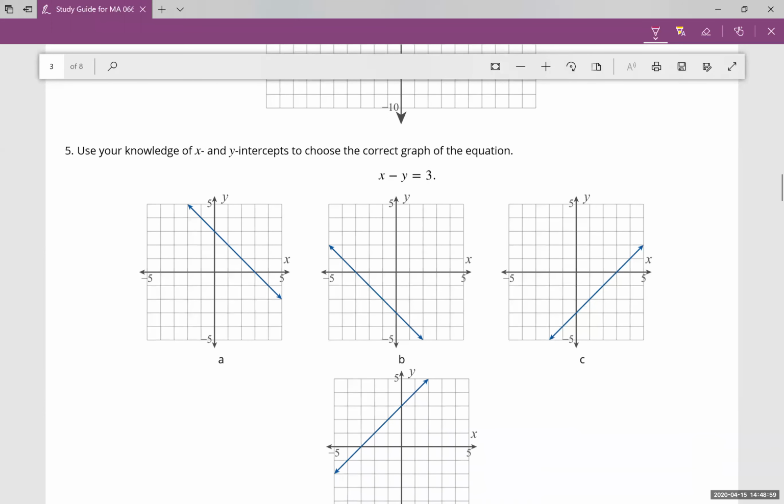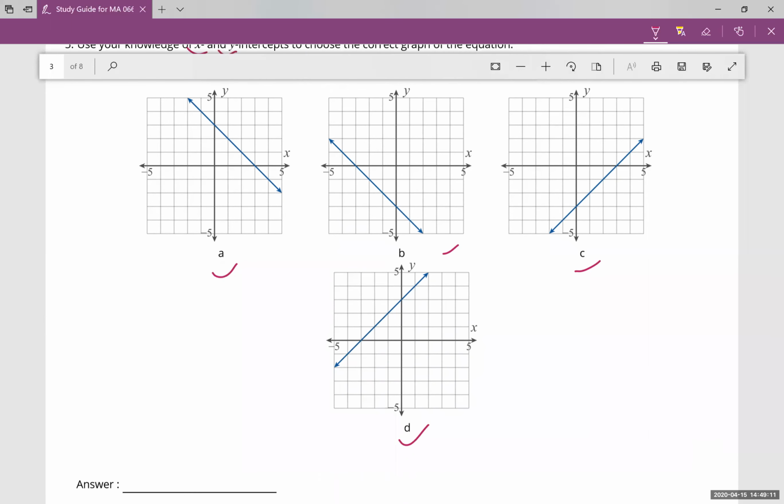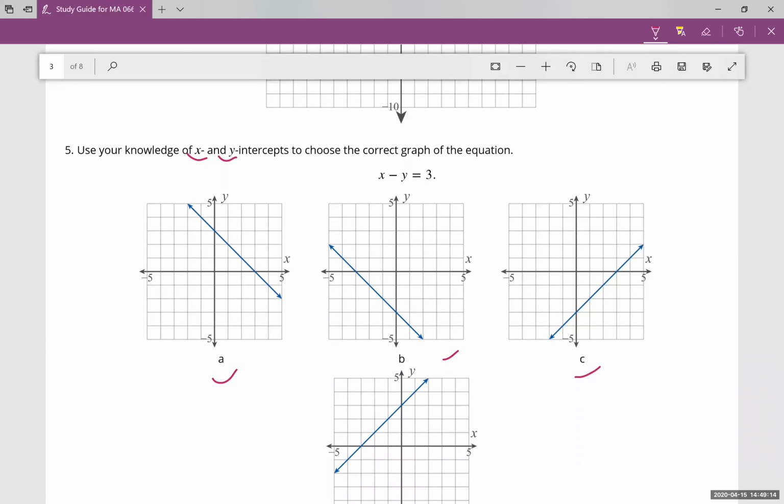Okay. Moving on to number 5, we need to use our knowledge of x and y intercepts to choose the correct graph. So we have these to choose from. We have A, we have B, we have C, and we have D. Okay. So when we're doing an x and y intercept, the first time through, you put in a 0 for x and you solve for y. So in that case, we have 0 minus y equals 3, -y equals 3, y equals -3.